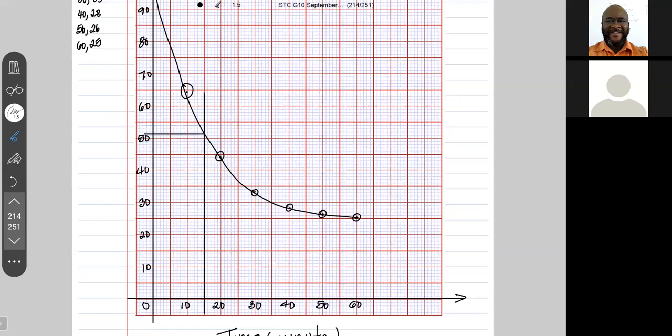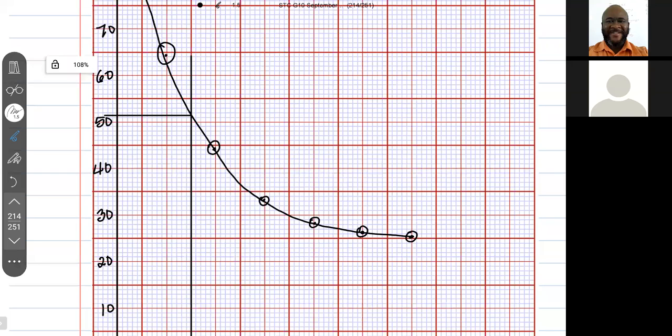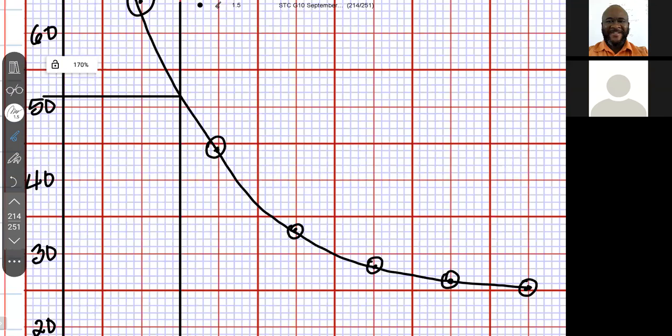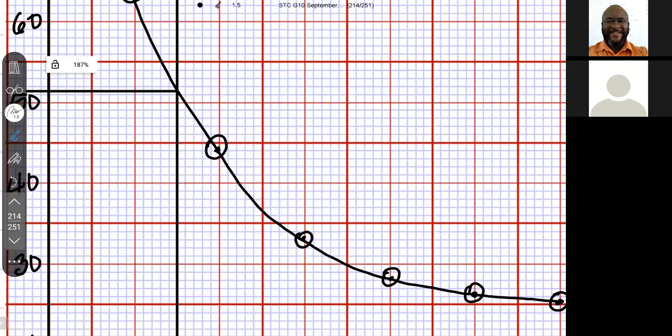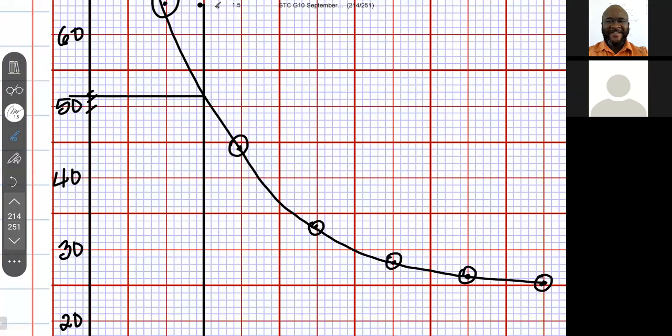All right, but if I want to be 100% specific, we have 50, this is 51, and this is 52. So that looks like 51.5.